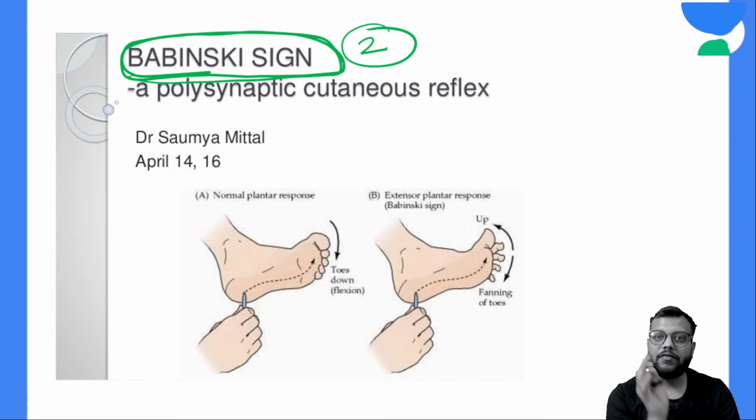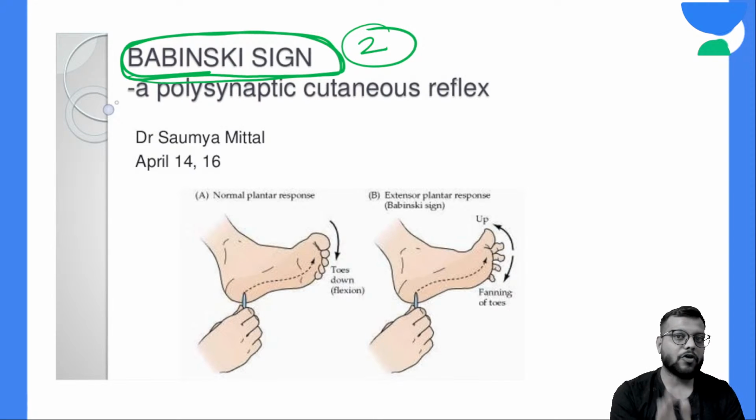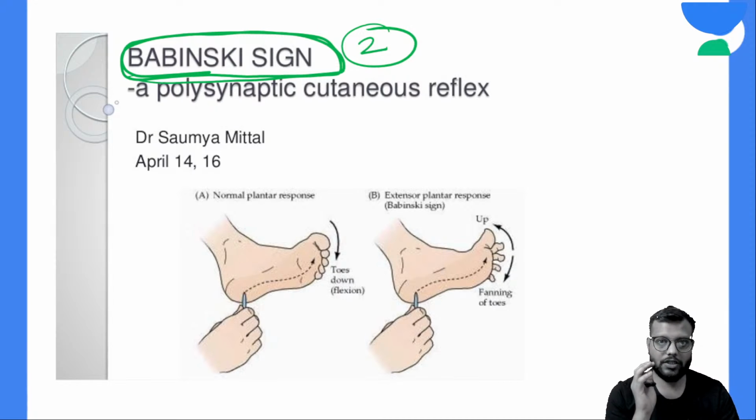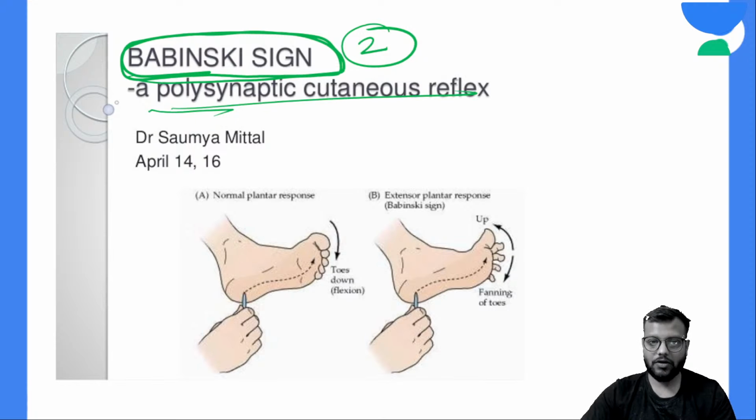Babinski sign is very important for your any prof university examinations as well as for your any competitive examination. So you need to learn about the Babinski sign very importantly. So it is a polysynaptic reflex, which is a cutaneous type of reflex. Okay, polysynaptic cutaneous type of reflex.